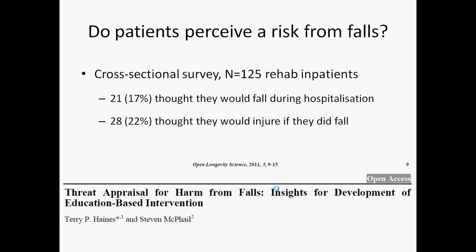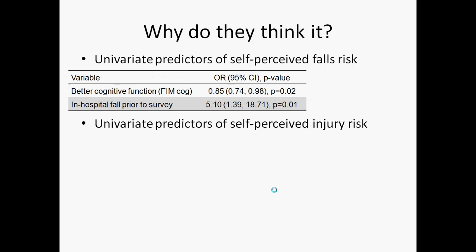When we look at trying to profile the people who think they're going to fall or hurt themselves as a result of a fall, we see again this theme of the lived experience dictating who perceives the world in different ways. People with better cognitive function were less likely to think they were going to fall over, and people who had had a fall in hospital prior to the survey being conducted thought they were more likely to fall over again prior to leaving. Again, this is very much driven by their lived experience.